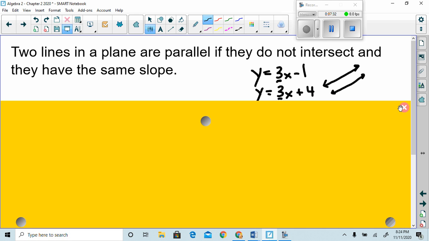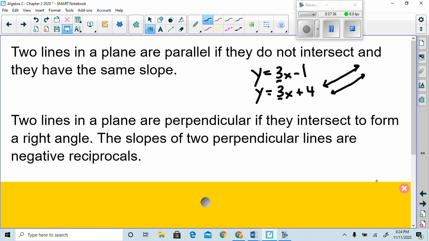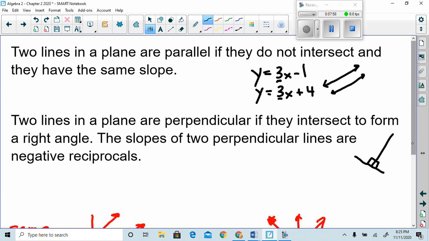There's a second important relationship we want to look at, and that's perpendicular lines. Perpendicular lines form right angles when they cross. So two lines in the same plane are perpendicular if they intersect to form a right angle, and the slopes of these two lines are what we call negative reciprocals, or opposite reciprocals. We're going to investigate that in a moment.